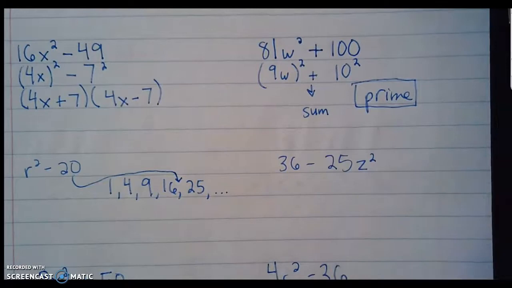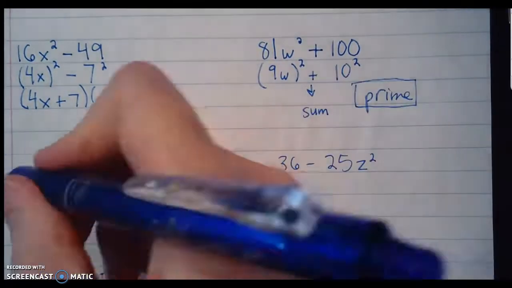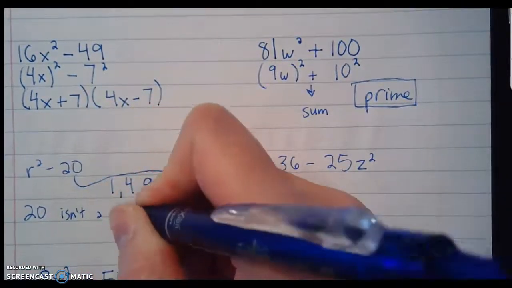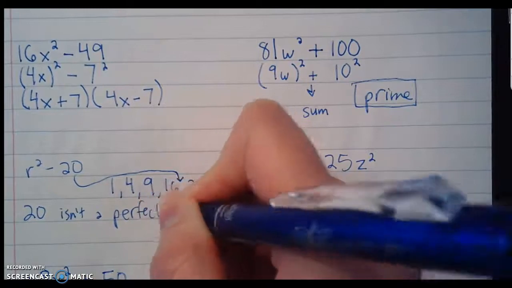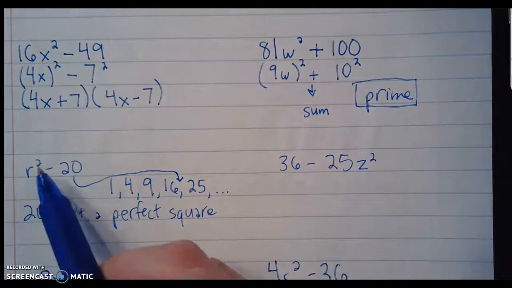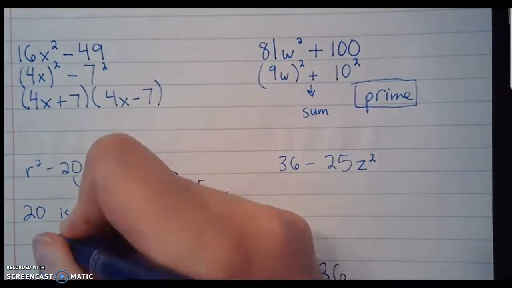So since 20 is not a perfect square, that means that this original r squared minus 20 is going to be prime.